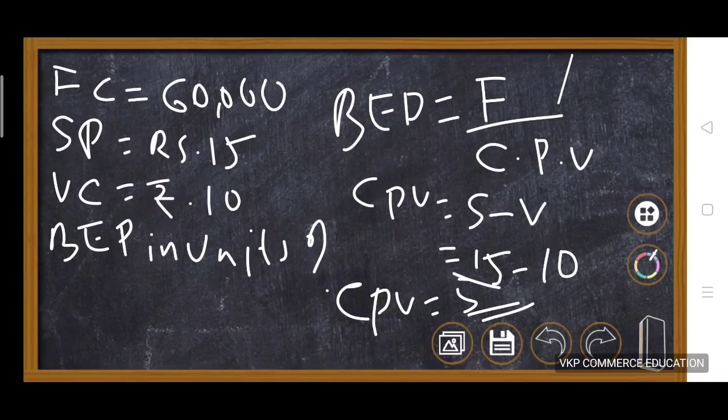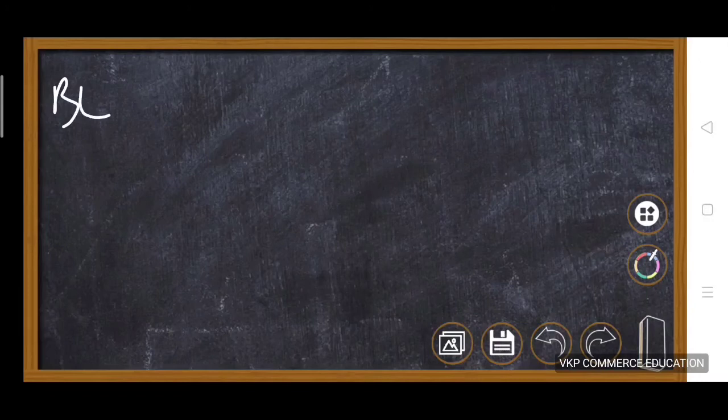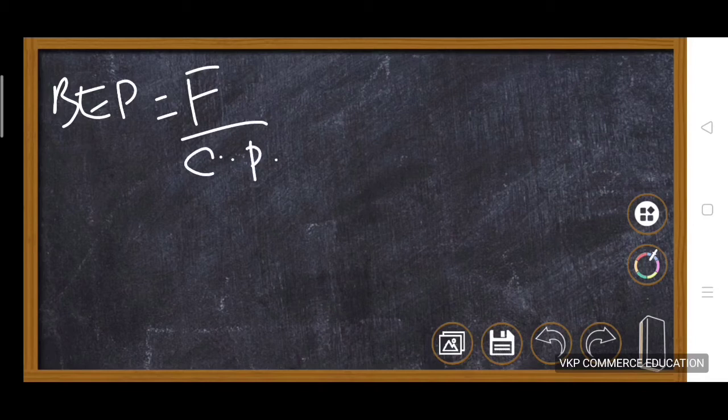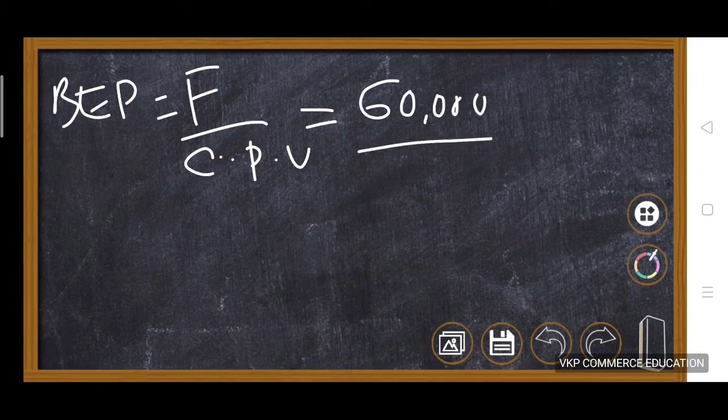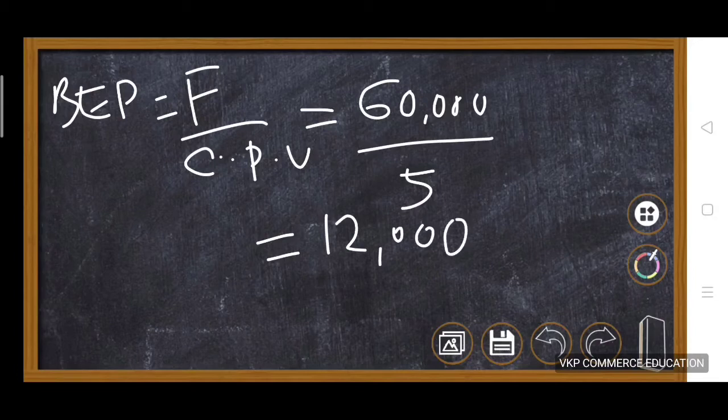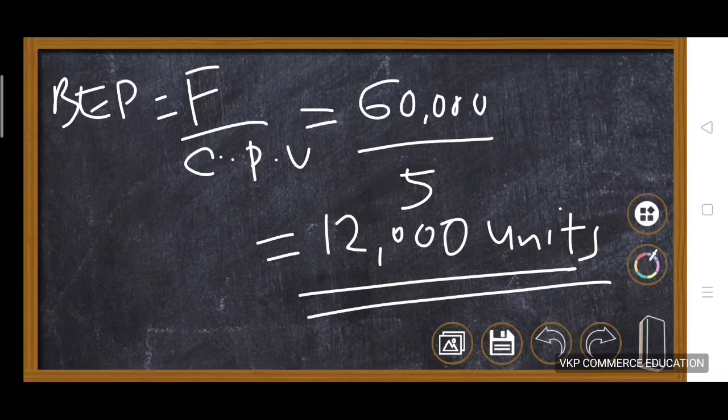Okay, now let us do the problem. BEP in units is equal to, as we already discussed, fixed cost by contribution per unit. So putting this into the equation, 60,000 divided by contribution per unit of rupees 5. Now let us see, it is 12,000 units. BEP in units is equal to 12,000 units.